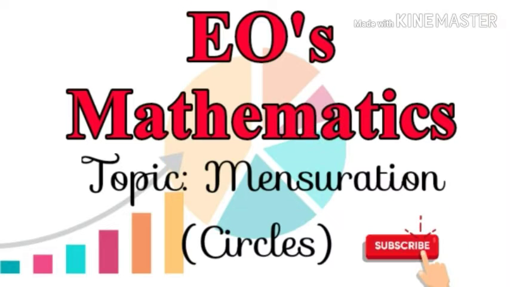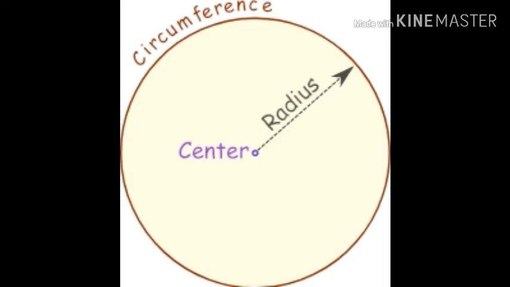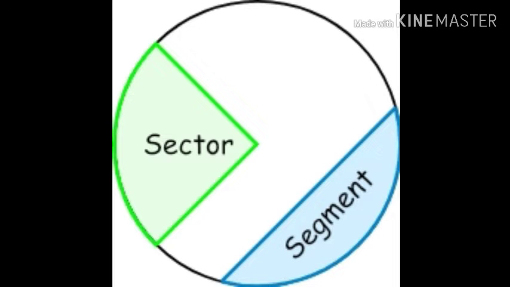Today we are going to be talking about mensuration of circles. A circle is regarded as a set of distances around a point. Here we see the radius and the circumference, which is also regarded as the distance around the circle. We also see the sector, which is marked in green, and the segment, which is marked in blue.